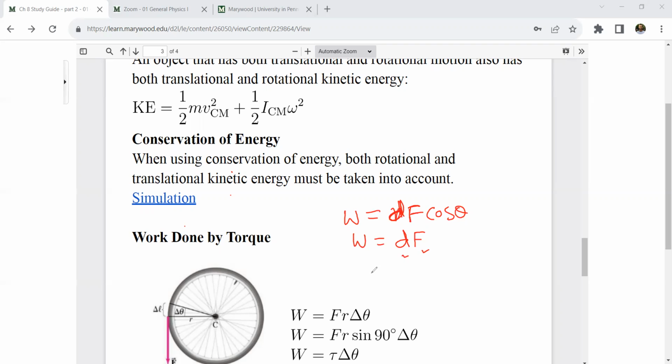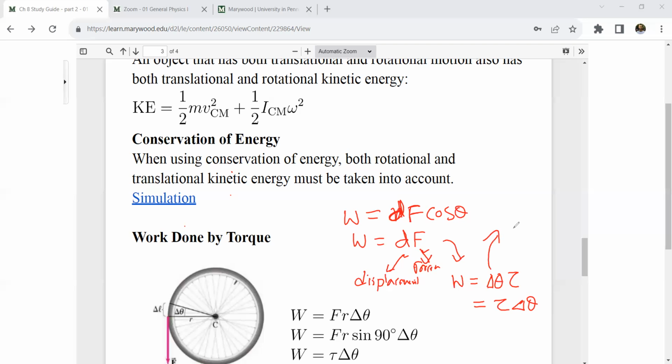We can write, in analogy with this equation, the work done in the rotational case. F should be replaced by tau and d should be replaced by theta, basically delta theta, because delta theta is the displacement. So tau delta theta is the work done by torque. You see that this is the displacement and this is the force. Here it's the same thing.